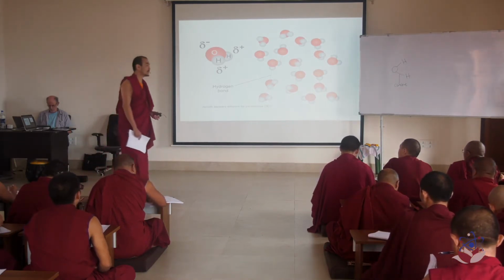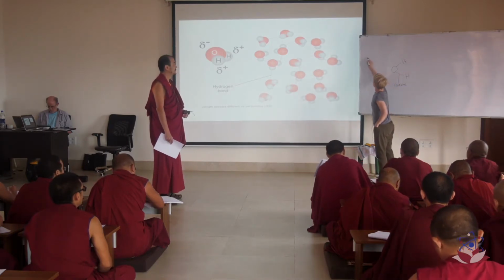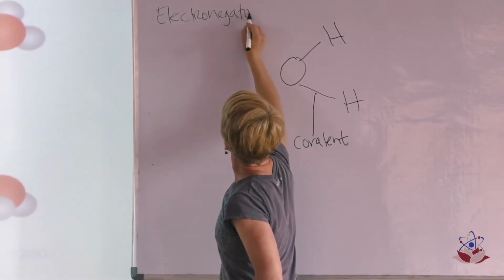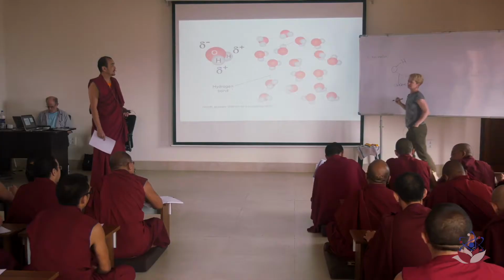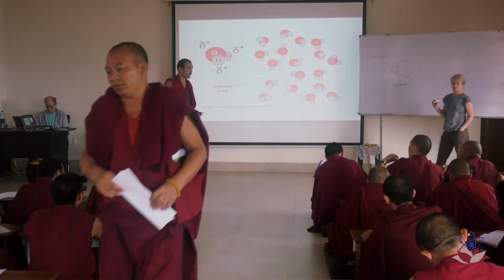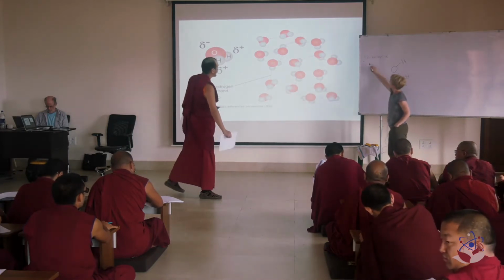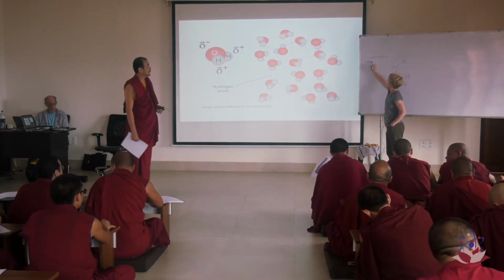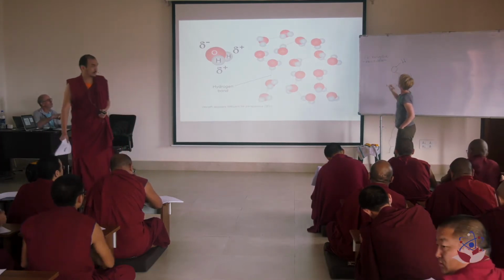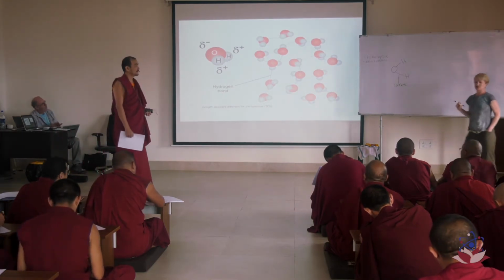Electronegative. Yeah, so oxygen's highly electronegative. What does that mean? So it pulls electrons strongly towards itself. Yeah, so it attracts electrons. So what effect does that have on the water molecule?